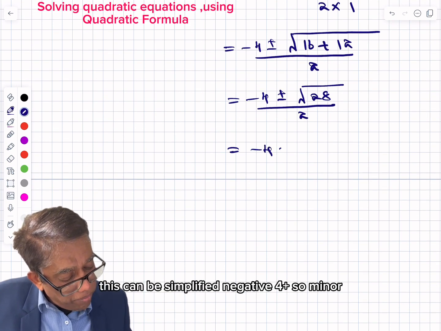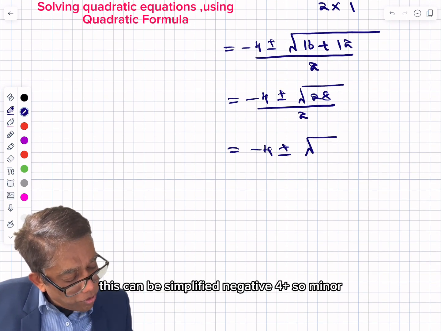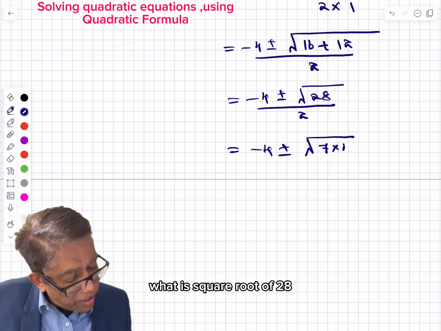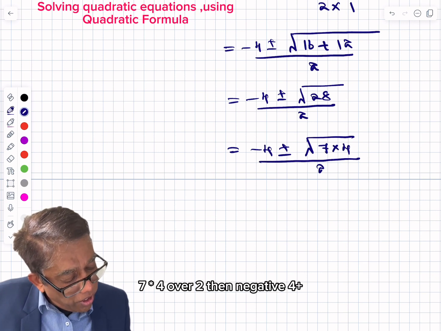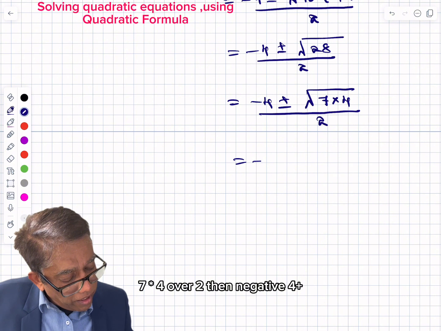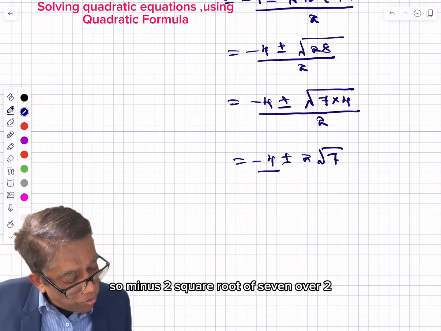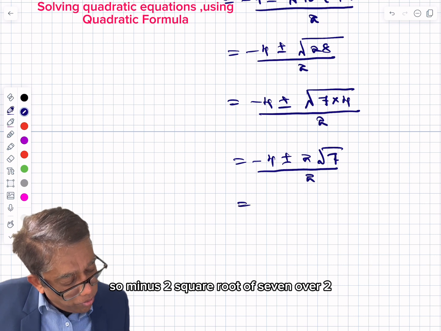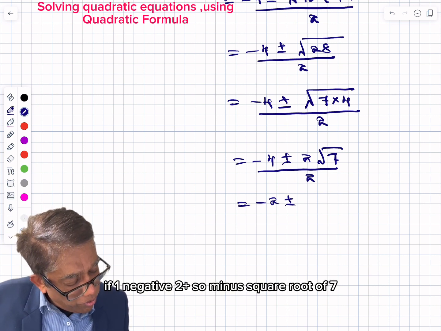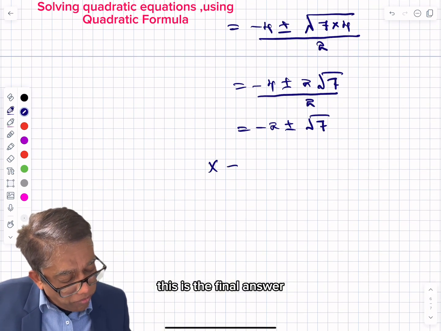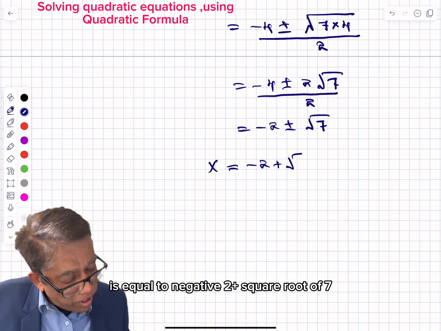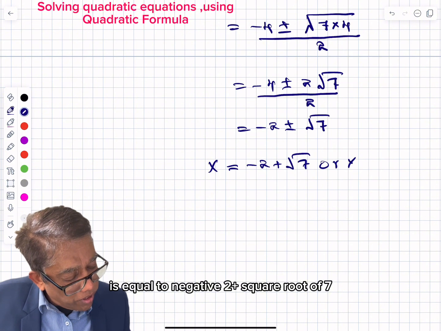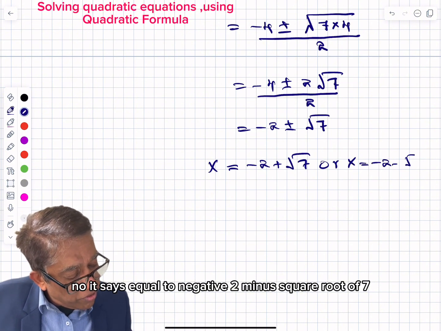This can be simplified. Negative 4 plus or minus, what is the square root of 28? It is 7 times 4, over 2. Then -4 ± 2√7 over 2. Dividing through, we get -2 ± √7. This is the final answer. x = -2 + √7, or x = -2 - √7.